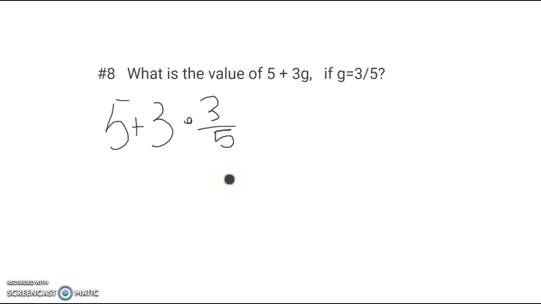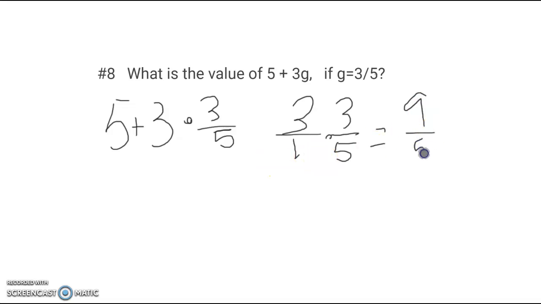According to order of operations, we're going to need to do the multiplication first. So I have 3 over 1 times 3 over 5. I'm going to multiply the numerators. 3 times 3 is 9. 1 times 5 is 5. This is an improper fraction, which I can't leave, so I'm going to go ahead and divide.